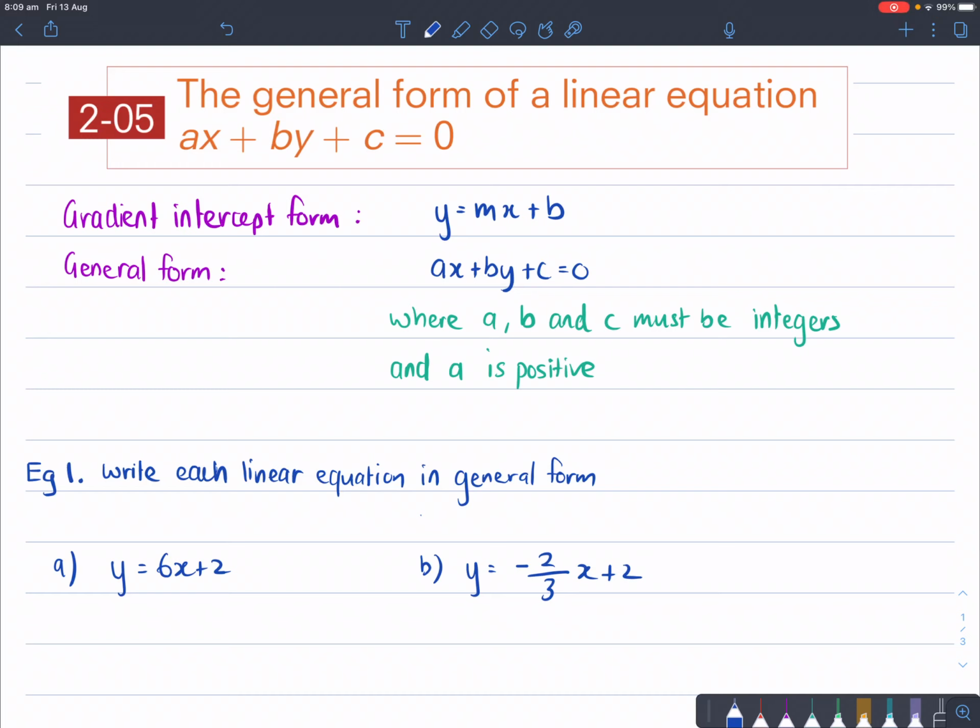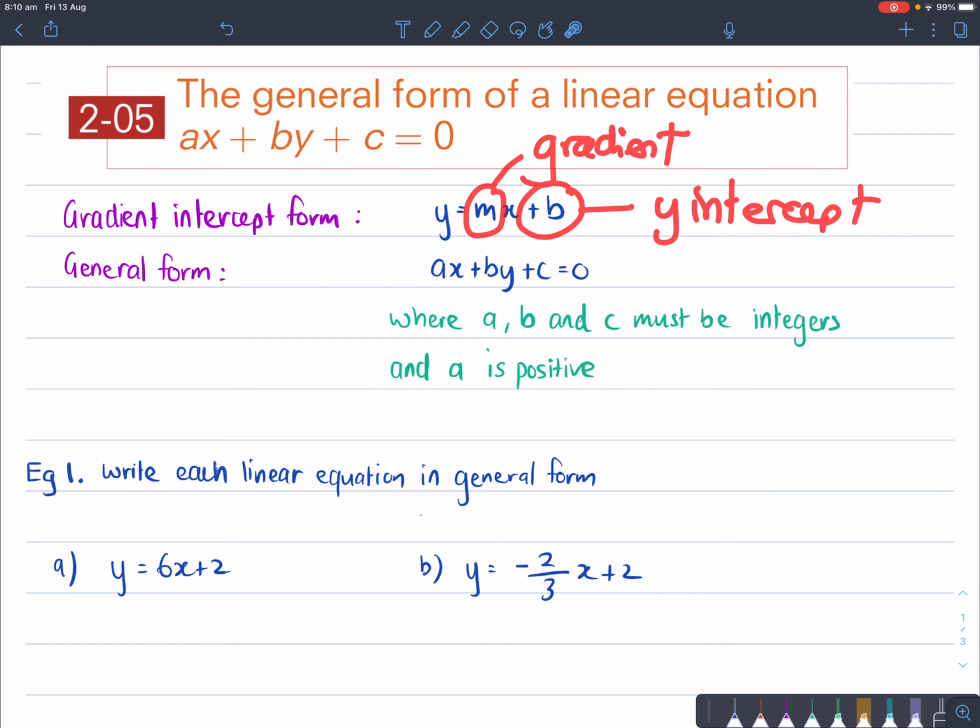Hi everybody, today's lesson is all about the general form of a linear equation, ax plus by plus c equals 0. Previously we learnt about the gradient intercept form, which is y equals mx plus b. Just to give you a little bit of revision, m represents the gradient, which is the direction of the line, as well as the y-intercept b. And this is why it's called the gradient intercept form, because it gives you these two pieces of information.